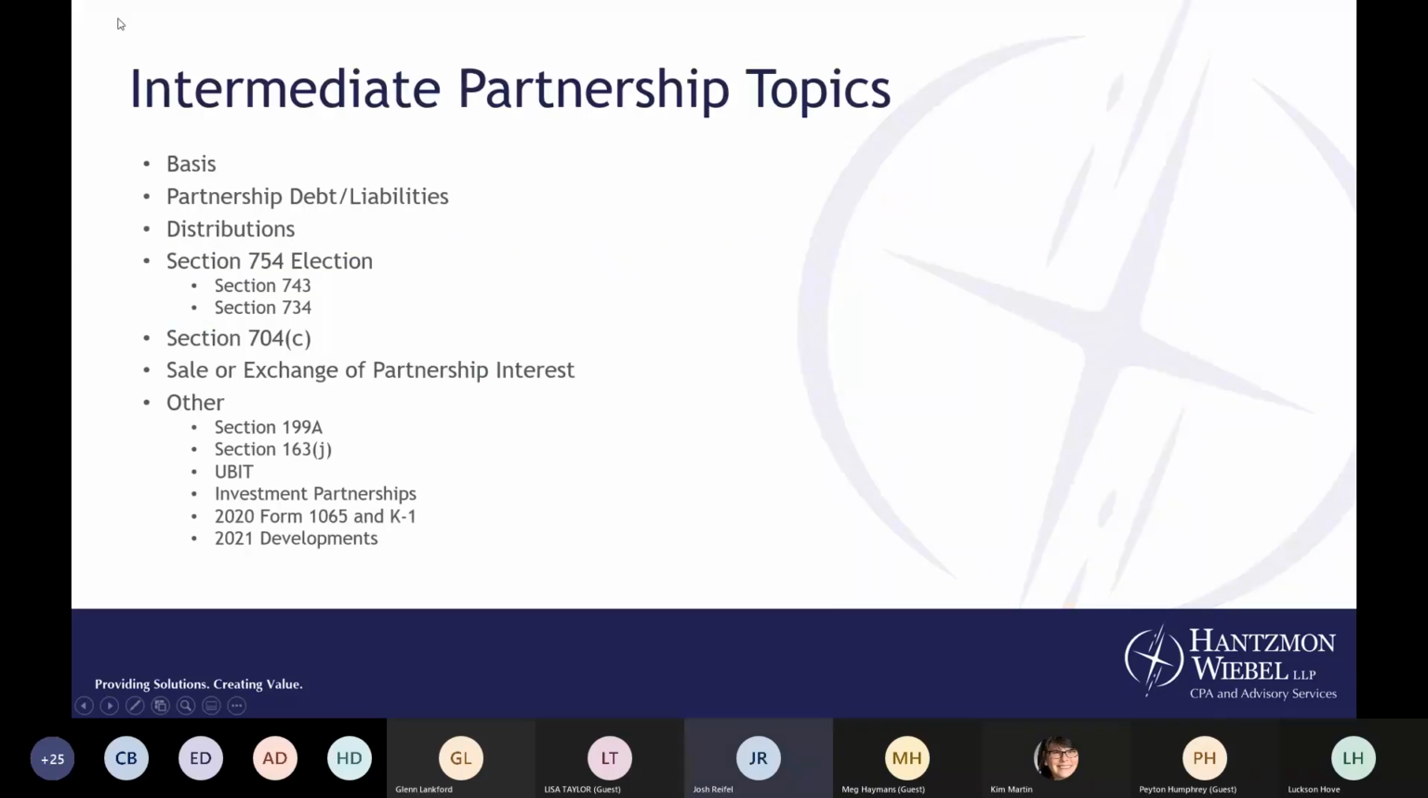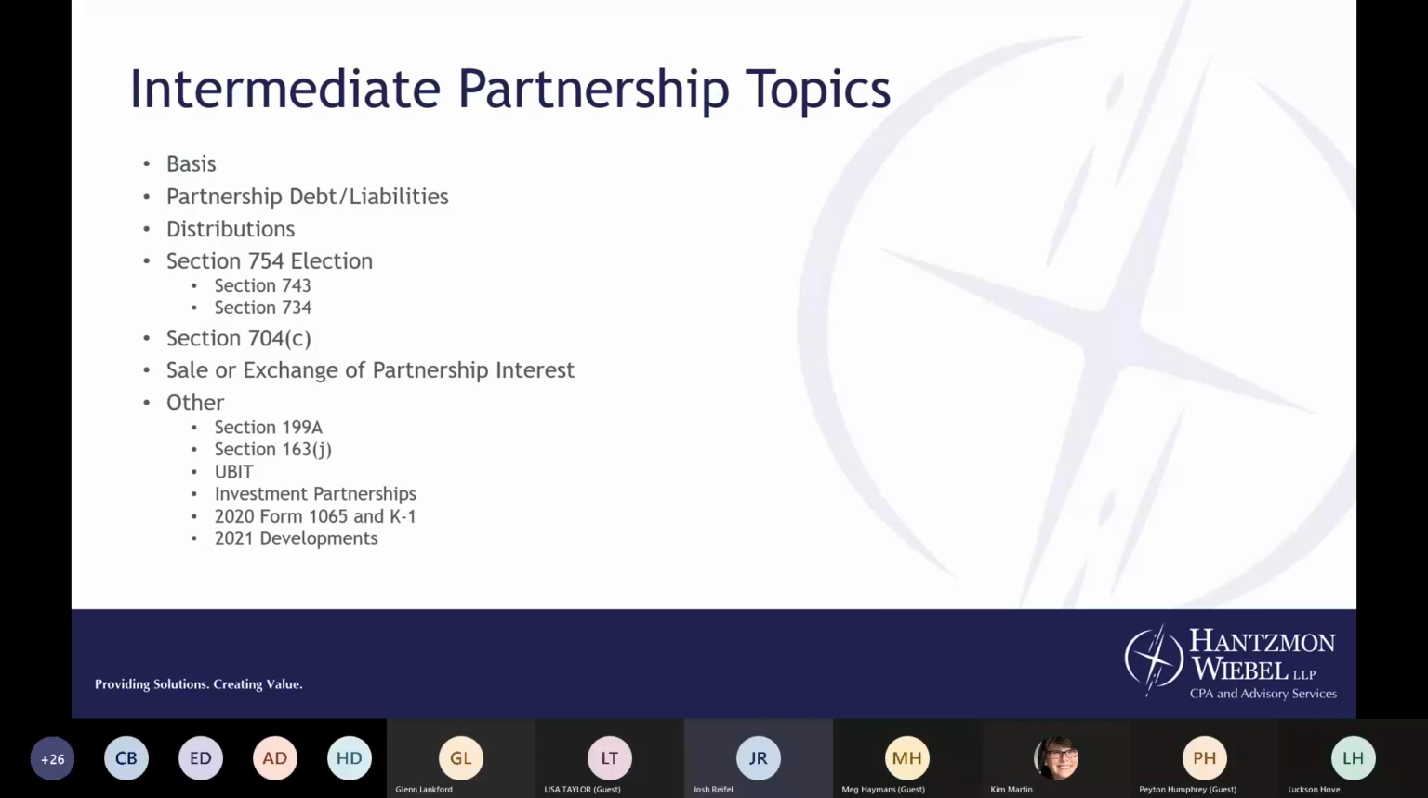All right, so some of the topics we're going to talk about today, we'll do a brief overview on basis, and even though it's not really necessarily an intermediate topic, it does form the foundation of many of the other items we're going to discuss. We'll talk some about partnership debt and liabilities, distributions, making a 754 election, and expand on that with section 743 and 734. We will discuss, probably in pretty good detail, section 704C, and its effect on partnership basis and the property contributed under that section. Talk about sale or exchange of partnership interest, and a few other items.